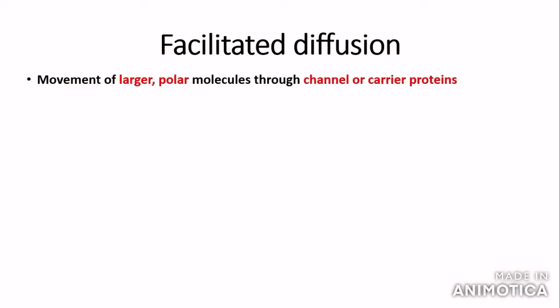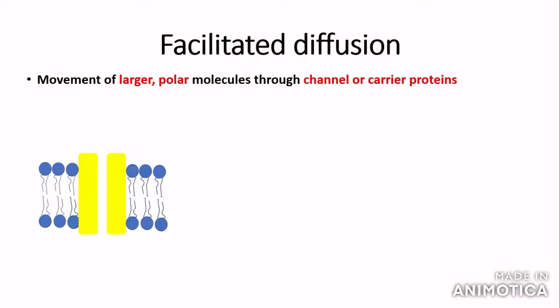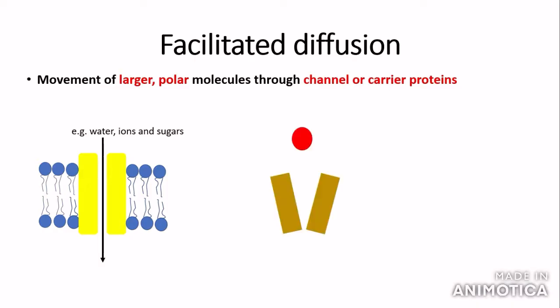The next type of diffusion is facilitated diffusion. This is the movement of larger polar or water-soluble molecules through channel or carrier proteins. Now, movement through channel and carrier proteins are different. If something moves through a channel protein, for example water, ions and sugars, for example glucose, you just pass straight through. However, in carrier proteins this is slightly different.